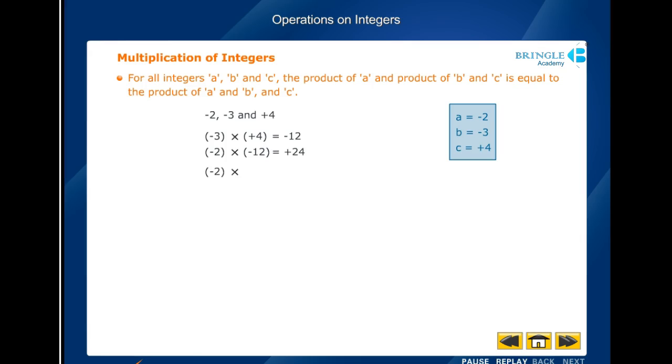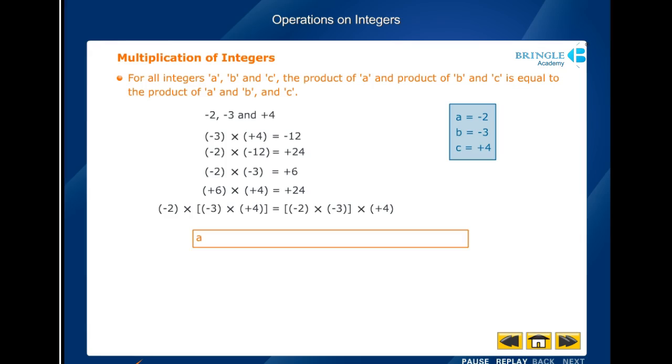Now the product of minus 2 and minus 3 is equal to plus 6. The product of plus 6 and plus 4 is equal to plus 24. This proves that the product of minus 2 and the product of minus 3 and plus 4 is equal to the product of the product of minus 2 and minus 3, and plus 4. Thus, a into (b into c) is equal to (a into b) into c for all integers a, b and c.